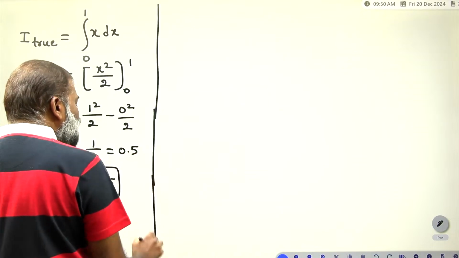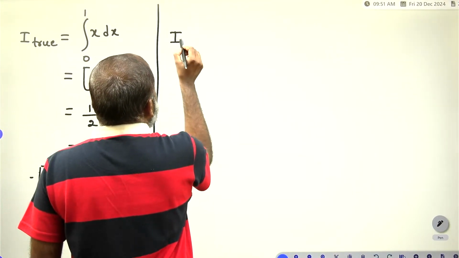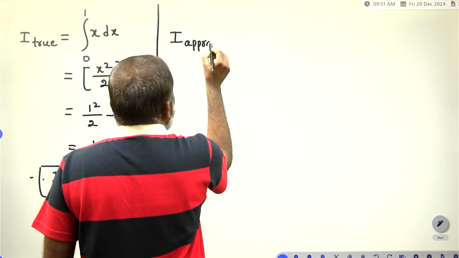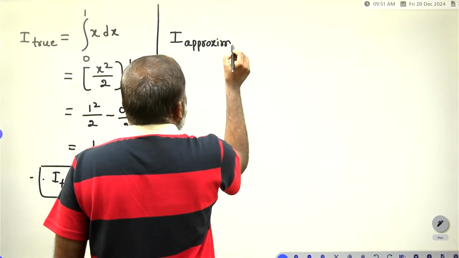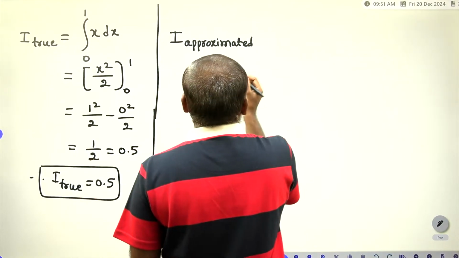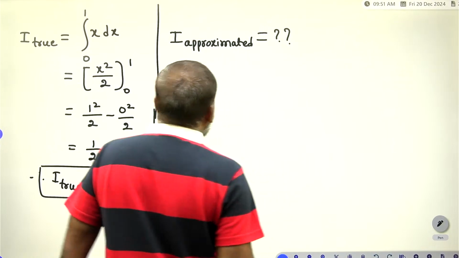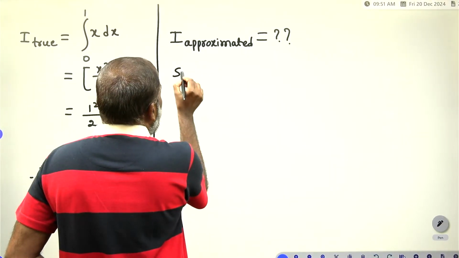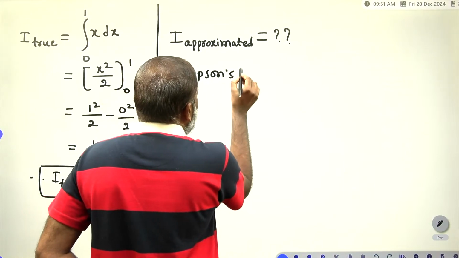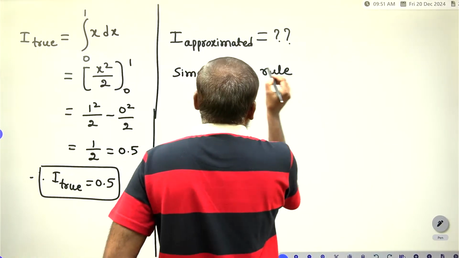Now the integral of approximated value, that is the Simpson's, which one we have to take? These numerical integrations are approximated values only. So by using Simpson's, how much do we want to calculate? Which Simpson's rule do they want to use? Simpson's 1/3 rule.